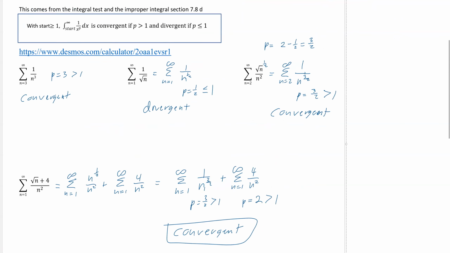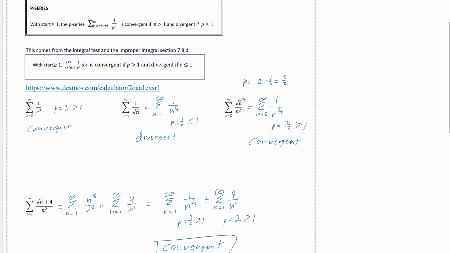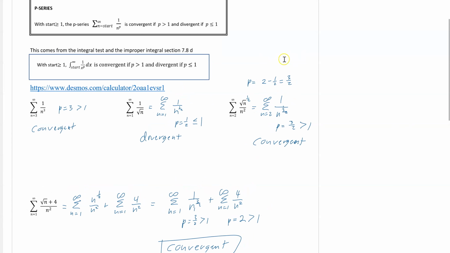And that's your p-series test. All you have to do is notice that our function matches with the integral test, right? And that's going to match. So if it's 1 over n to the p, as p is greater than 1, it converges. If p is less than 1, it diverges. And if p equals 1, it also diverges. So watch 7.8d to figure out why.